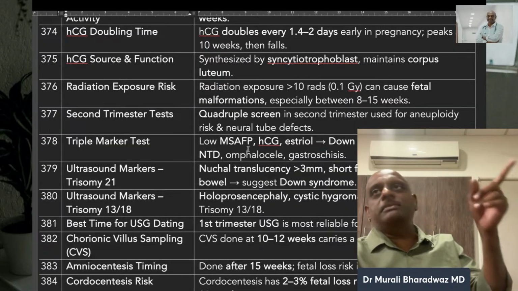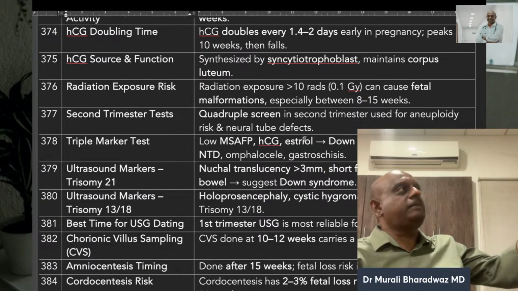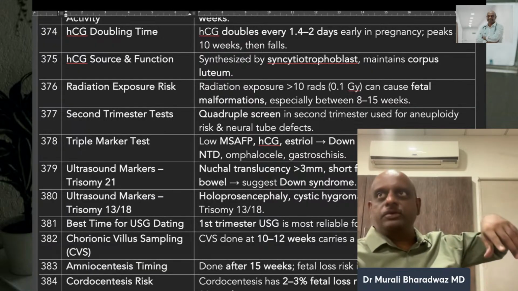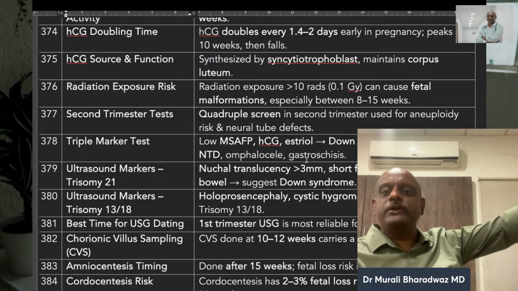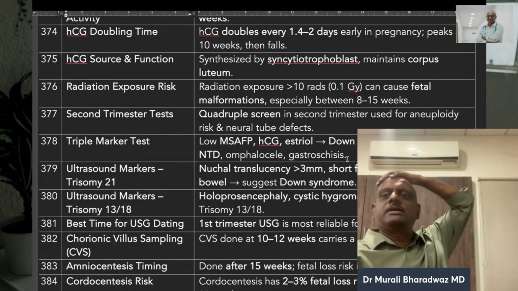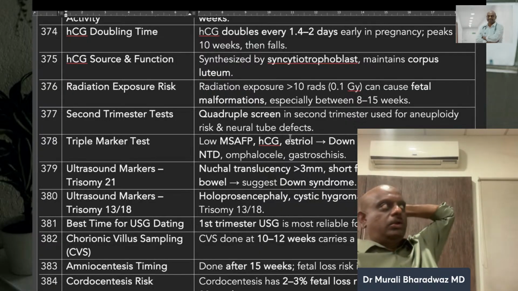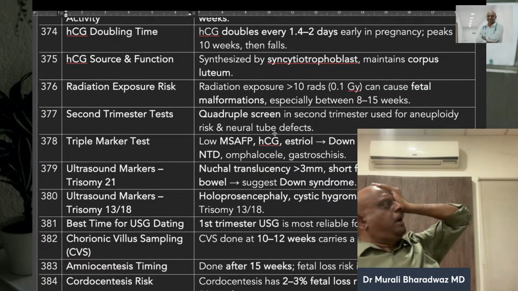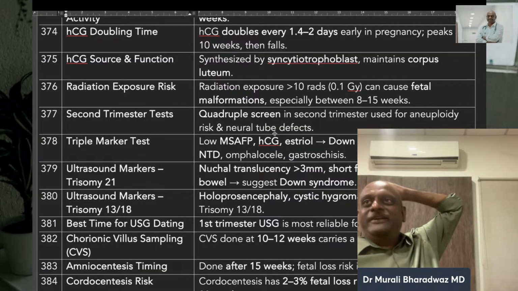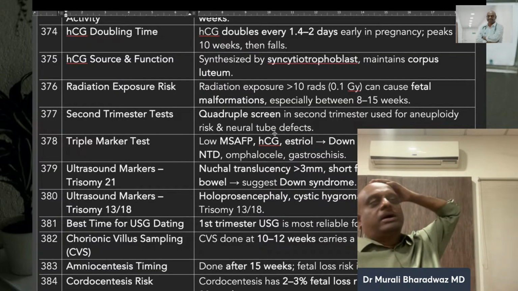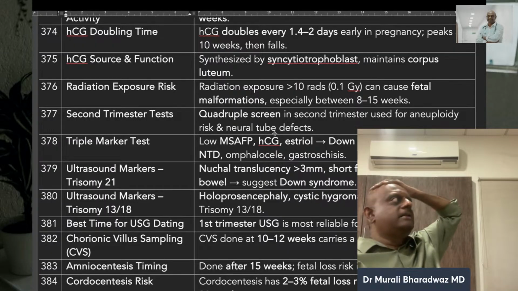Mother's serum AFP, HCG, and estriol. If all the 3 are low, then you call Down syndrome. If AFP is high, then neural tube defect, omphalocele, and gastroschisis. Will you remember this? If all 3 are down, then Down syndrome. Easy to remember. AFP high, then it is a neural tube defect, omphalocele, and gastroschisis.